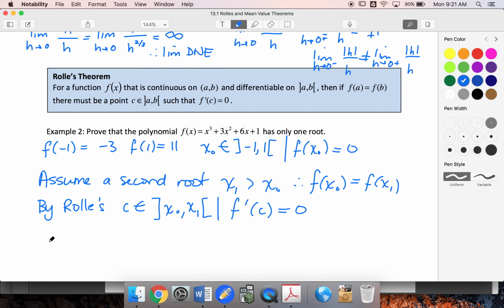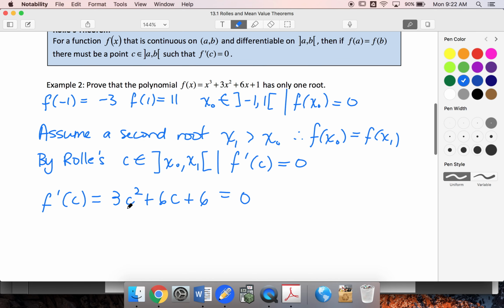Testing out Rolle's theorem, f prime of c, well, if I take the derivative of this, I'll get 3c squared plus 6c plus 6. I want to set that equal to 0. This is the same as c squared plus 2c plus 2 equals 0. If I look at the discriminant of this, I get 4 minus 8, which is less than 0. Therefore, there's no solution.